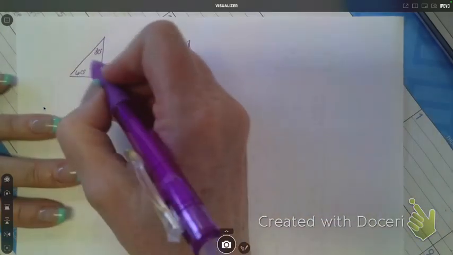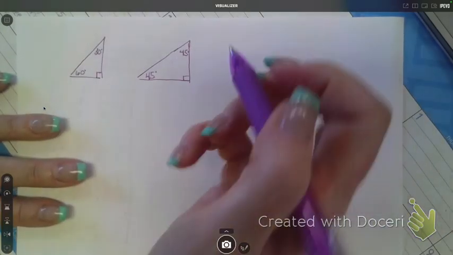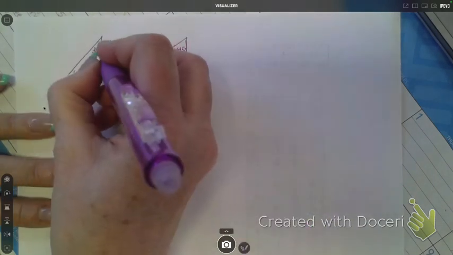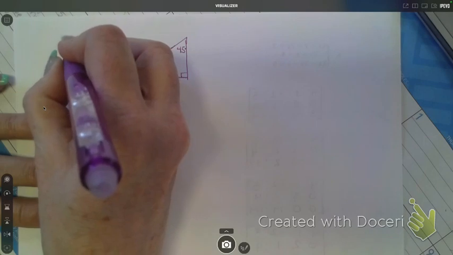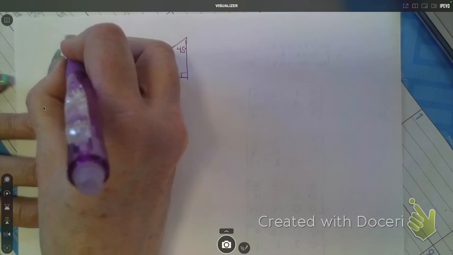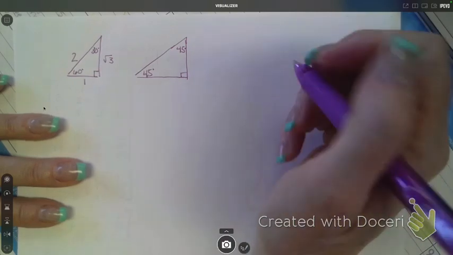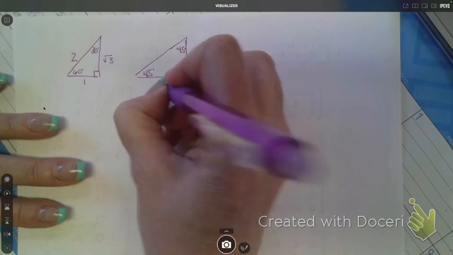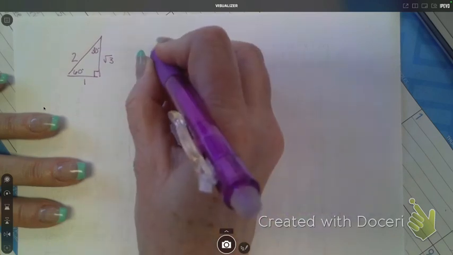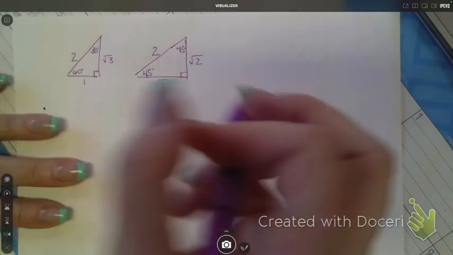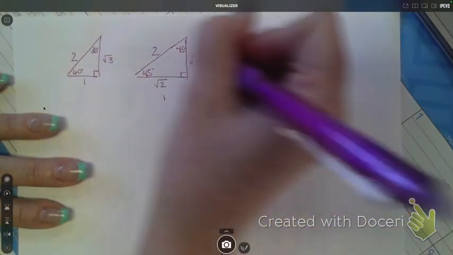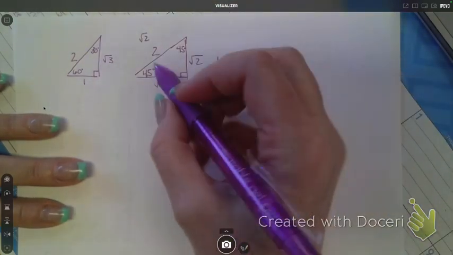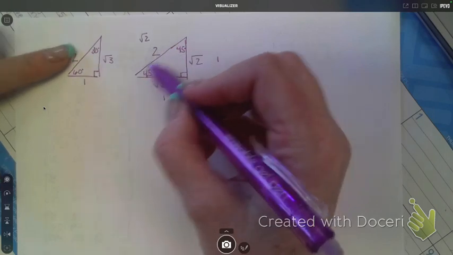So what are my ratios for 30, 60, 90? 1, x times square root of 3, and 2x. And then 45? Square root of 2. Again, you could also use 1, 1, and square root of 2, but I don't like it because this keeps my 2s both on my hypotenuse.